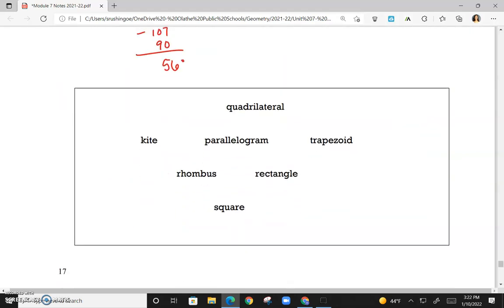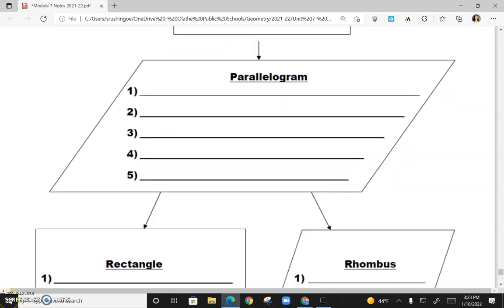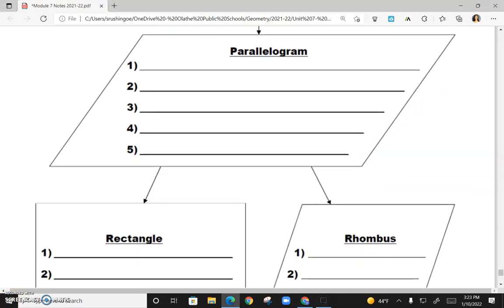So here's kind of just the family tree. We can go to kite, we can go to parallelogram, we can go to trapezoid. From parallelogram, we can go to rhombus or rectangle, and then rhombus and rectangle both form this square. Our last page is just a summary of all those properties. So I'm going to go ahead and give you each one filled in, and then you can pause and write them down if you don't already have them.